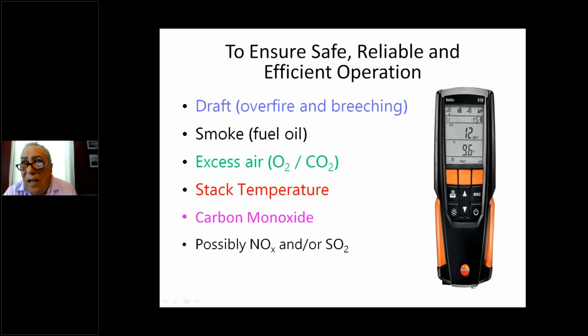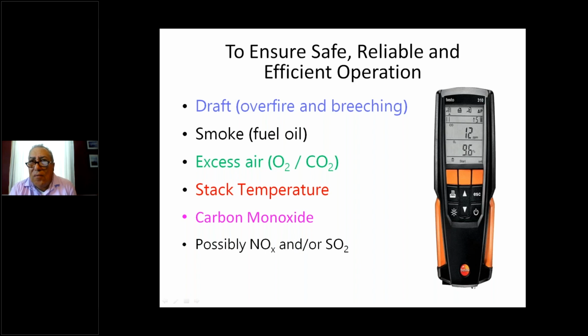Again, I think if you can get to 7 to 9%, 0 doesn't exist. You're never going to get to 0. One of the things that you will see, especially in older appliances, let's say a 15-year-old cast iron boiler, you're going to have a hard time getting that excess air down because of leaks between the sections. It's just the fact of life.